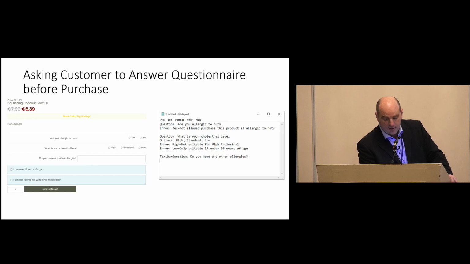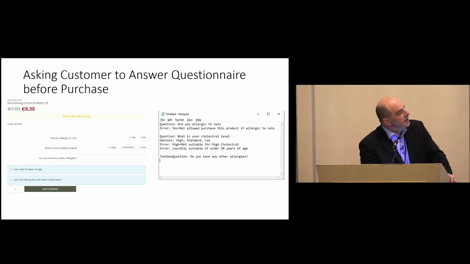The next one is asking the customer to answer a questionnaire. The configuration for the questionnaire on the left is shown on the right, where you just literally go question equals, you put in the question. You can actually stop them if they say, do you have an allergy there? You can say error equals yes. So if they pick the yes option, you won't let them add to basket. You say, please contact us for a private consultation.